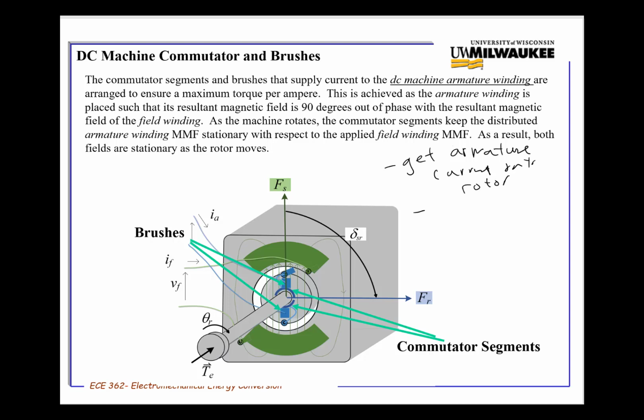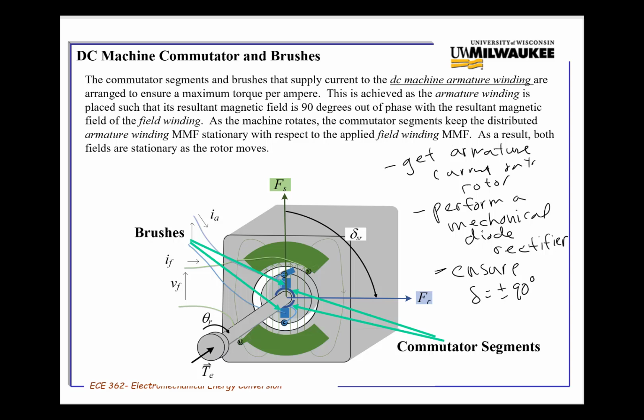The second thing they do is they perform essentially a mechanical diode rectification. So they actually convert AC to DC. The third thing they do is, because of how they're placed, they ensure delta is plus or minus 90 degrees. If it's a generator, it'll be plus. If it's a motor, it'll be minus.